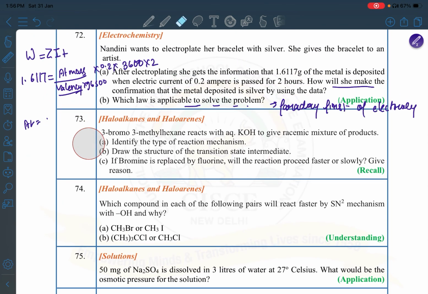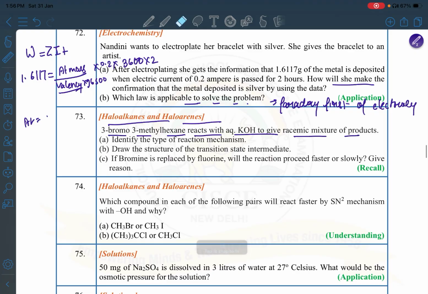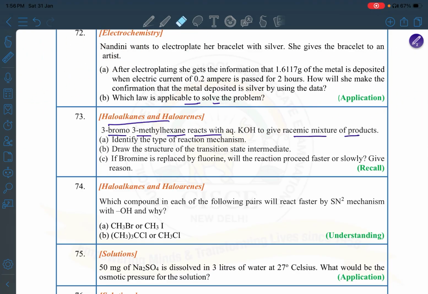Now question number 73 from the haloalkanes and haloarenes chapter. 3-bromo-3-methylhexane reacts with KOH to give a racemic mixture of product. So 3-bromo-3-methylhexane. Hexane is 6 carbons: 1, 2, 3, 4, 5 and 6. There is a 3-bromo and a 3-methyl as well. Hexane reacts with aqueous KOH. Aqueous KOH gives alpha-beta elimination. So it will be this way. Then it becomes this 1, 2, 3, 4, 5, 6, and it is OH.